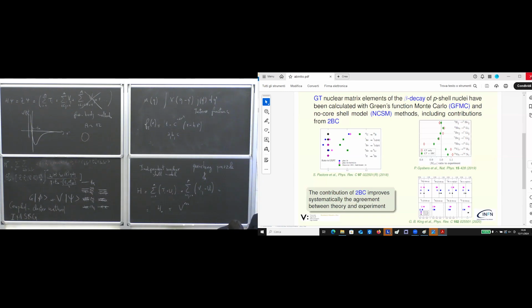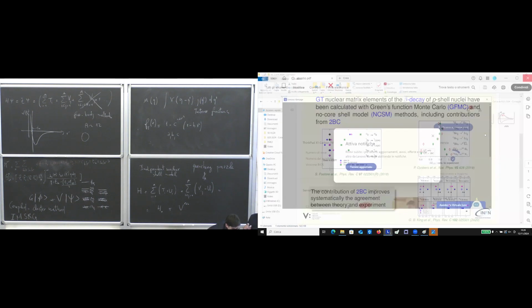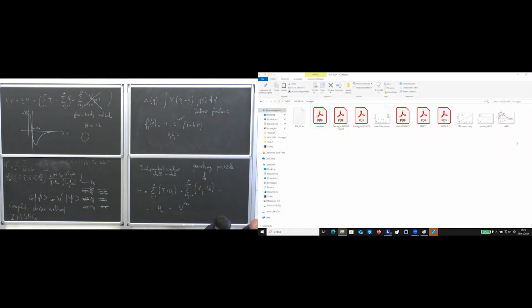But this is very well known, from the old people. This is something that is known only inside the field, but from the outside it's not obvious.